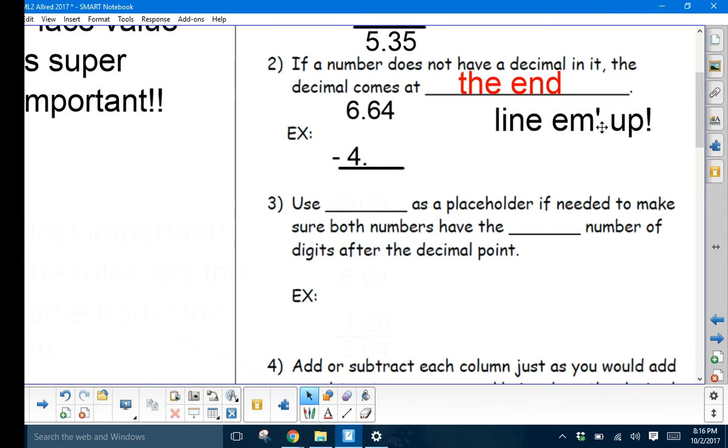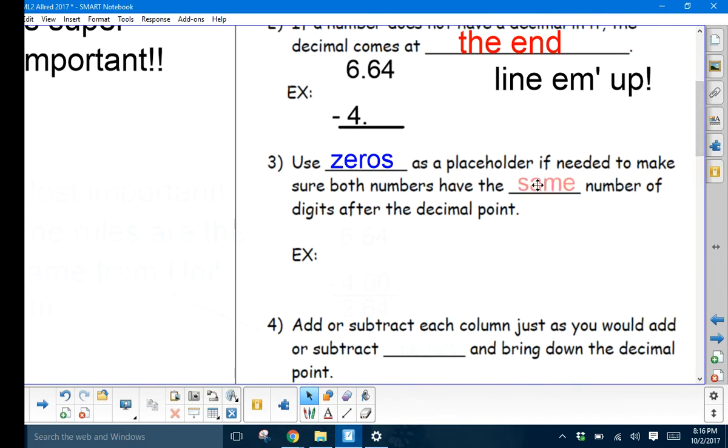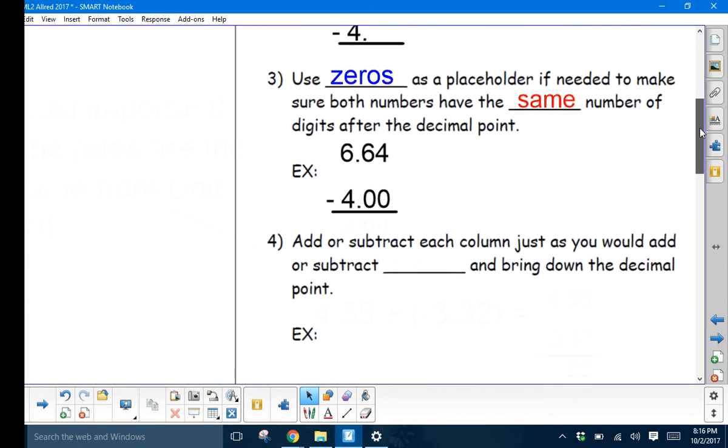If you want to go to the next level here, you can even use zeros as placeholders if you need to make sure that both numbers have the same number of digits after the decimal point. So in that other example, 6.64 plus negative 4, you might even want to throw 2 extra zeros in there, just as extra placeholders so you don't get confused, okay? This way it makes it really easy to subtract. 4 minus 0 is still 4. 6 minus 0 is 6. And 6 minus 4 is still 2. That's 2.64, okay?